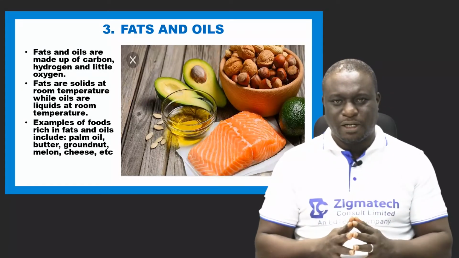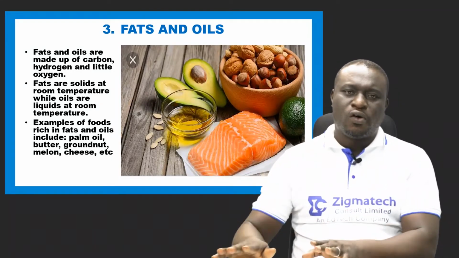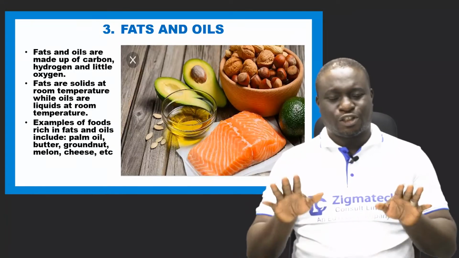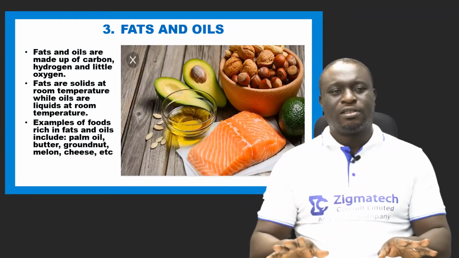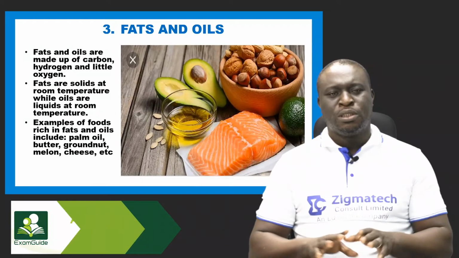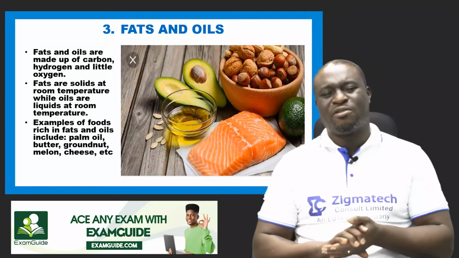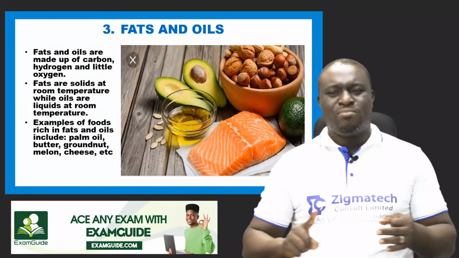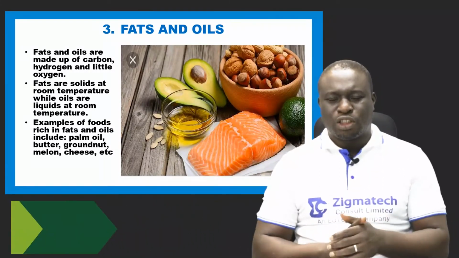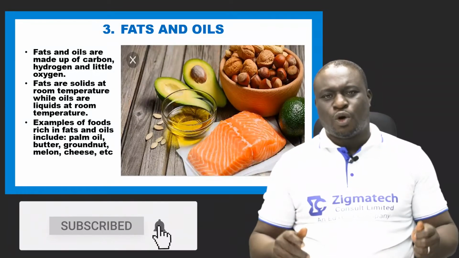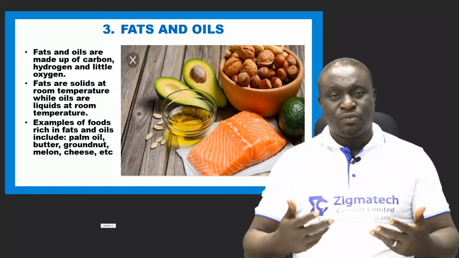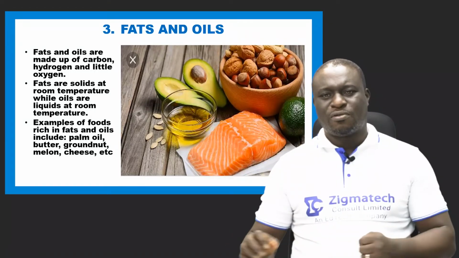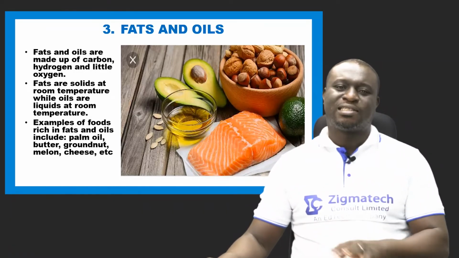Fatty acids, let's put it that way. The simplest form of fats and oils are fatty acids. Now, fats are solids at room temperature, while oils are liquids at room temperature. Examples of foods that are rich in fats and oils include palm oil, groundnut oil, melon, cheese, butter, margarine, etc. All these foods, even to an extent meats, there are some meats that are rich in fats and oils. These are some of the examples of foods rich in fats and oils.